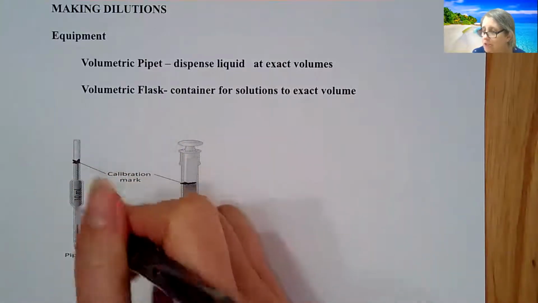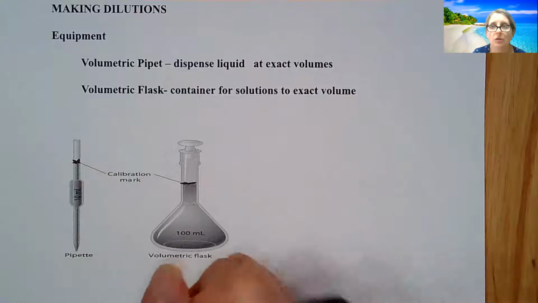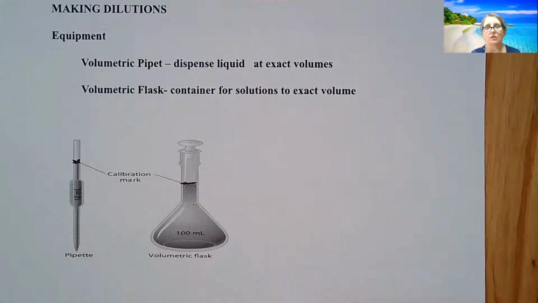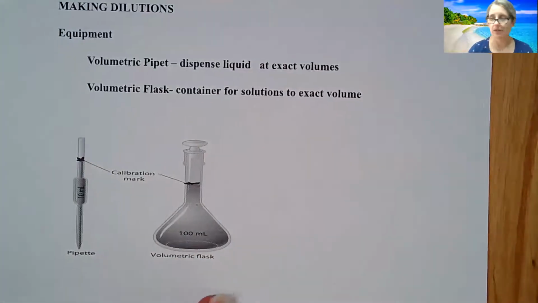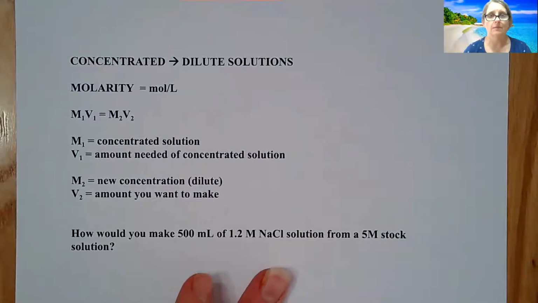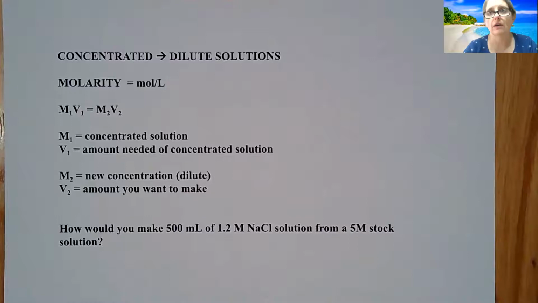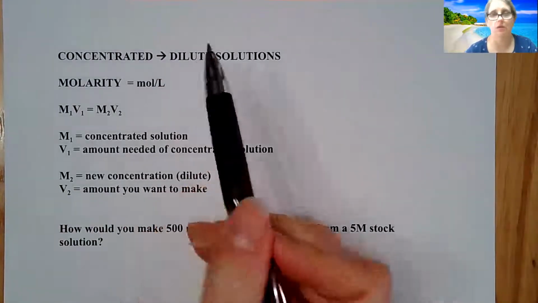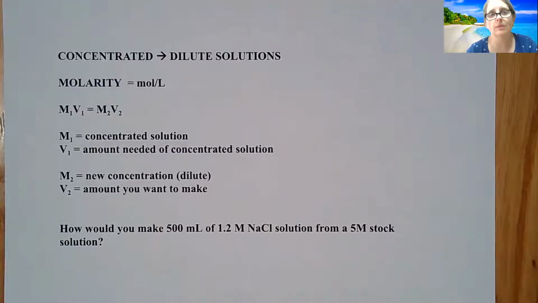So these are the two pieces of equipment that I'm going to have you use in the lab, and I'll also describe some of these calculations going forward. We are going to do some calculations going from what we call a concentrated solution to a dilute solution. You can go the other way, but then you would be removing water, and that's a little harder to do. So usually you go from concentrated to dilute.